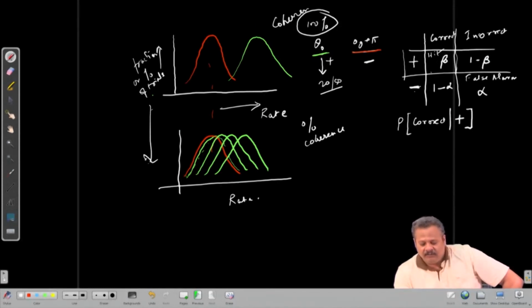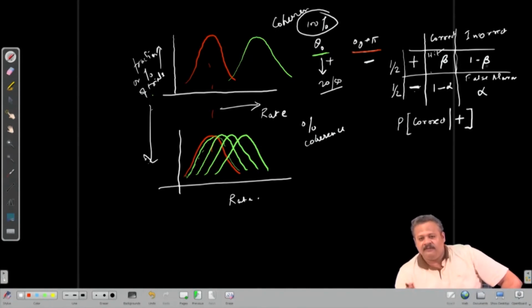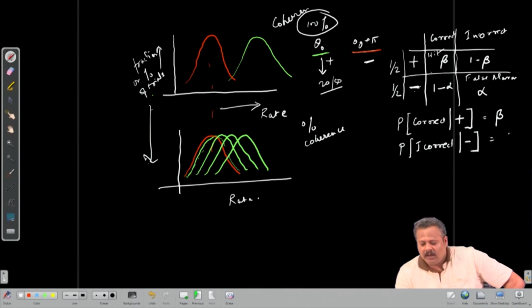Now, if we assume that these stimuli have equal probability of occurrence, half and half, we will get a joint distribution by simply dividing each of these values by 2. So, this is going to be our beta, which is hit, and probability of incorrect given the minus stimulus is our alpha.